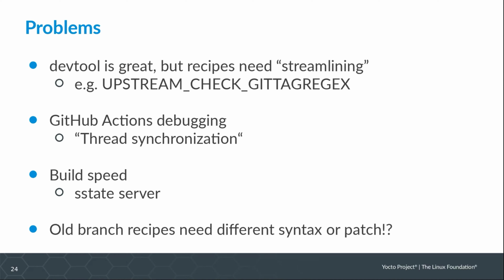Then there is GitHub Actions debugging, which is not good. It's not nice. I didn't figure out how to do it well. So it's more trial and error, and thread synchronization is also a big issue. Some of our actions need some sleep because otherwise there are problems. But it's working and it's not huge. So it's okay to do it this way, I think.